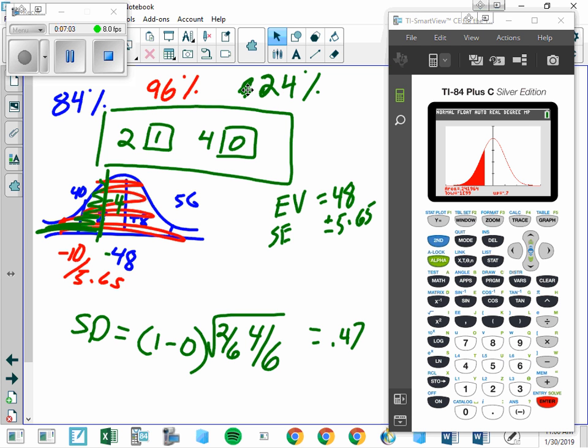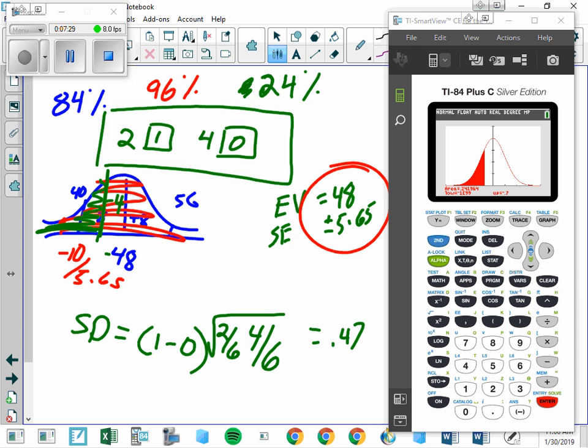So I know that my expected value is 48 and my SE is 5.65. So I am just going to play that game and get rid of the box entirely. If I know what the expected value is and I know what the distribution is because of the SE, then I will just simulate 48 and 5.65.